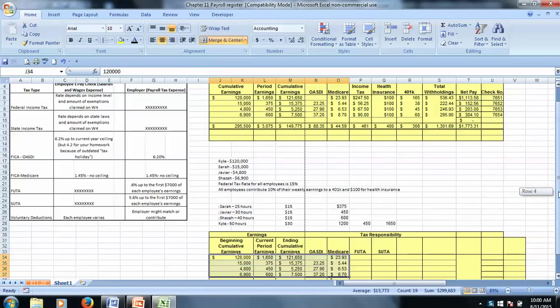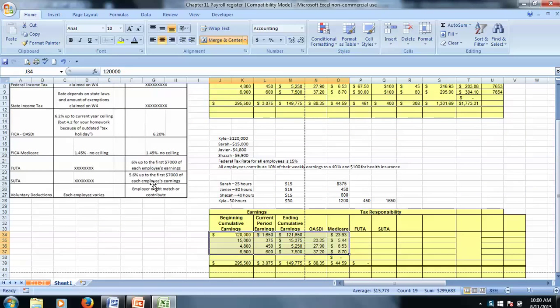But now when we look at the FUTA and the SUTA, because only the employer is paying that, now we have some new calculations. So first step one, we have to analyze, did that employee at the beginning of the period earn more than $7,000, because then we've reached the ceiling. Well, in the case of Kyle, yes, so there is no more FUTA or SUTA to pay. In the case of Sarah, again, yes. However, for Javier and Shaza, no, they have not reached a $7,000 level, so there are some portions of their current period earnings that will be subject to the FUTA and SUTA tax.